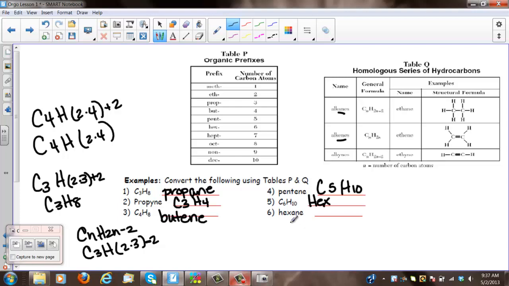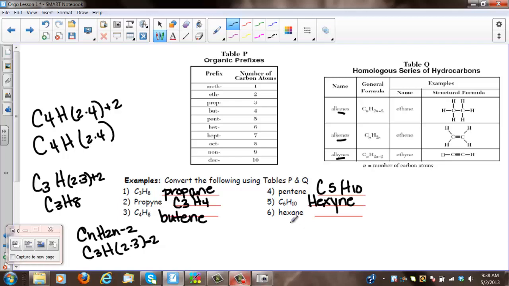Well, we know it's not the first formula because if I put 6 in here, 2 times 6 is 12 plus 2 is 14. That's not what I've got. I can look at the second formula, 2 times 6 is 12. That's not what I've got. In the last formula, 2n minus 2, 2 times 6 is 12, minus 2 is 10. So this is yne. This is going to be hexyne. And the last one, hexane.